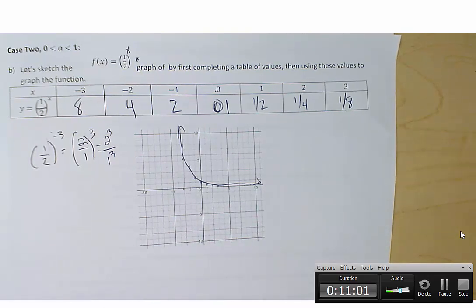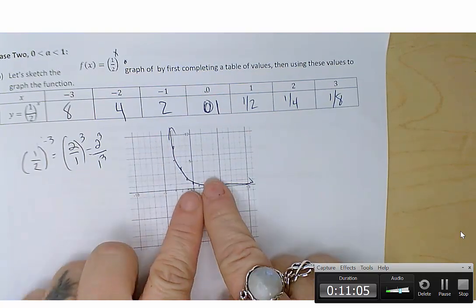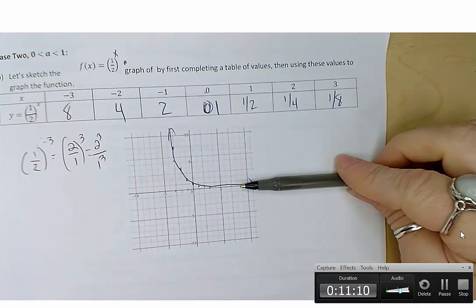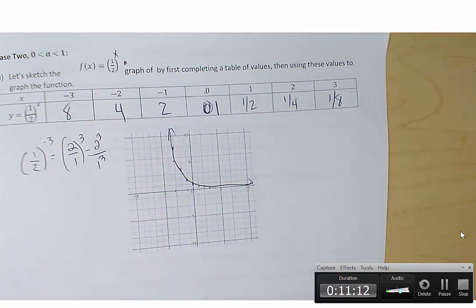But if we're just talking about our parent function with no transformations, we do have arrows on either end. So our domain is negative infinity to positive infinity, with our range going from 0 to positive infinity there.